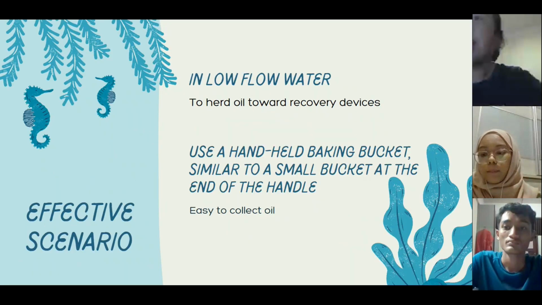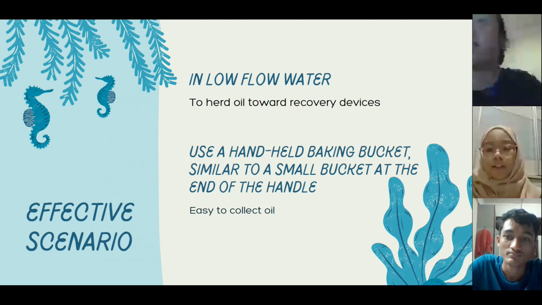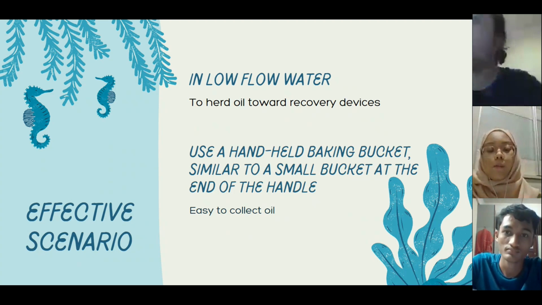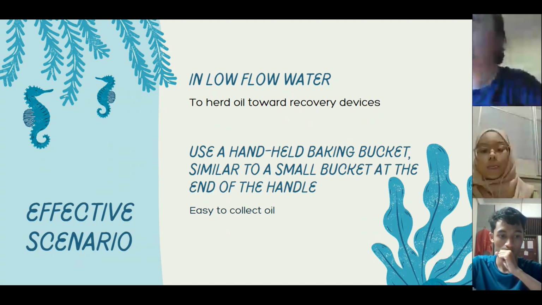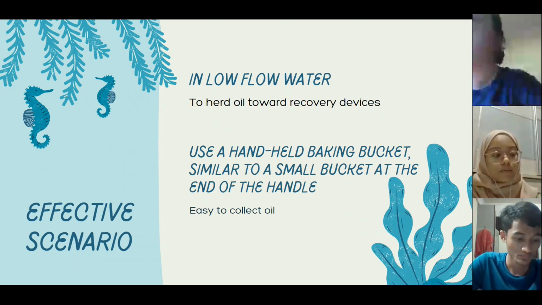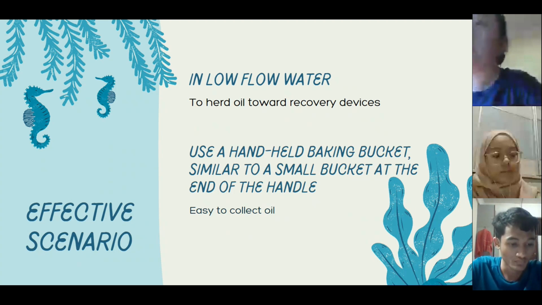And next page, about the effective scenario. Generally, in low-flow water bodies, it's convenient to recycle the oil into the recovery unit. A hand-held roasting butter, similar to a small butter at the end of the handle, is usually used to recover the residual petroleum liquid mixture. Next page.